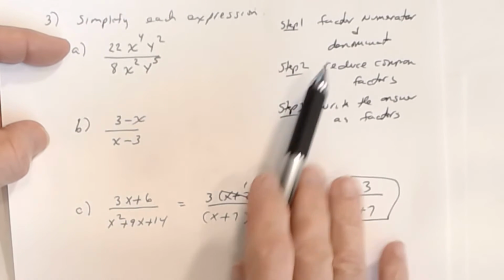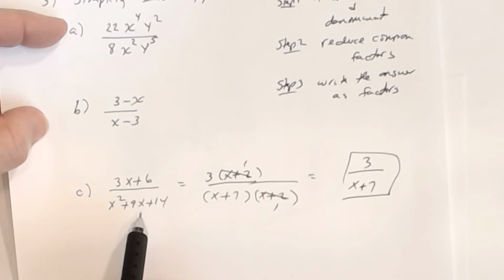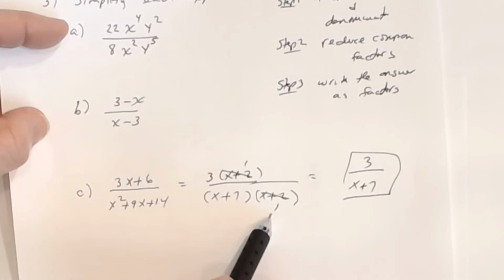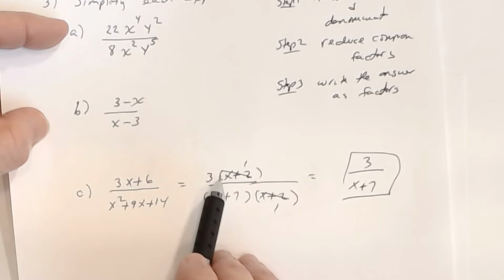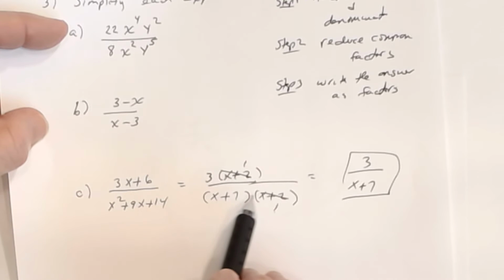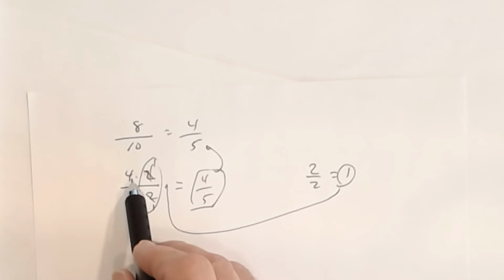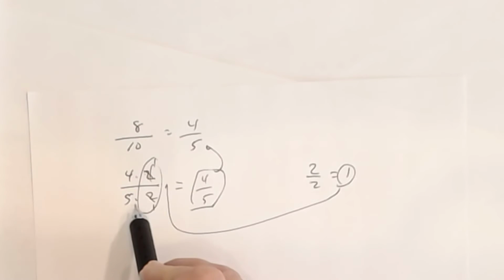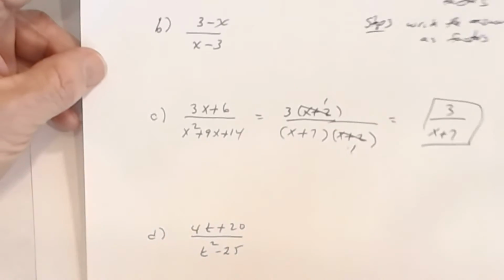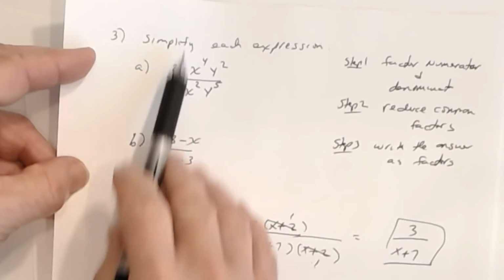So the first thing you're going to do is factor the numerator, factor the denominator, reduce your common factors, and then your final answer. 3 times 1 is 3. X plus 7 times 1 is x plus 7. Kind of like we did here. 4 times 1 is 4. 5 times 1 is 5. All right, let's look at this one. So I will come back to these in a little while.